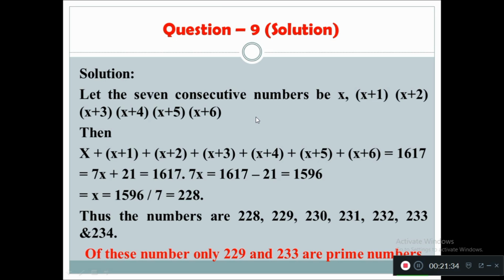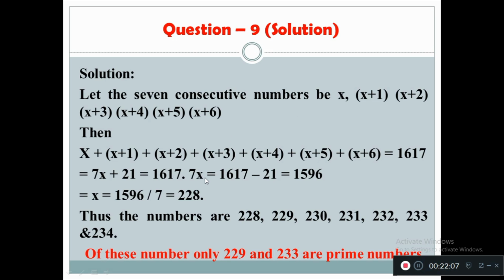Now we can write like this also. The sum of 7 consecutive numbers, so we are adding the plus symbol between all these numbers, which gives 1617. Now add all the x. So how many x? You will have 7x, and 1 plus 2, 3, 3 plus 3, 6, plus 4, 10, plus 5, 15, and here plus 6, 21. So 7x plus 21 is equal to 1617.